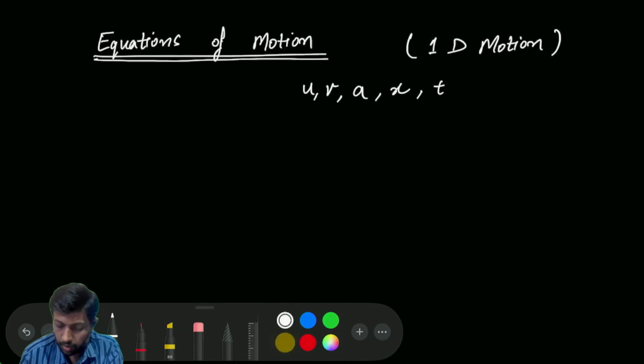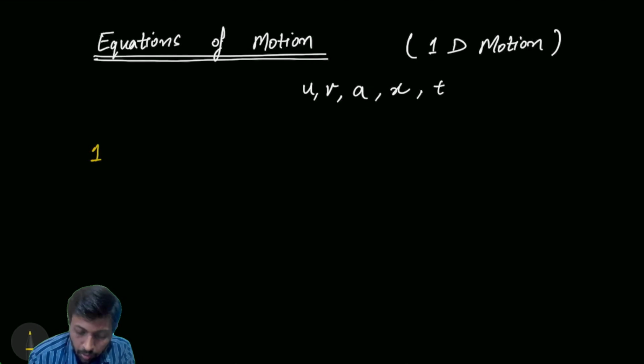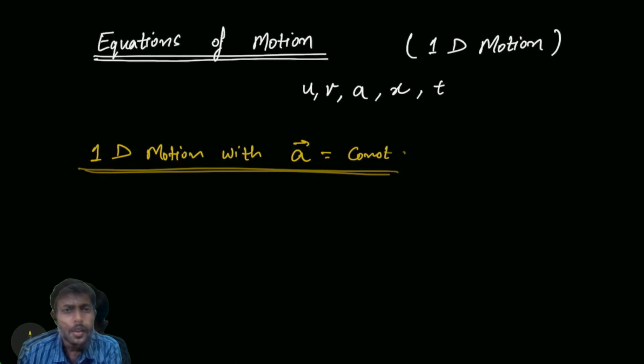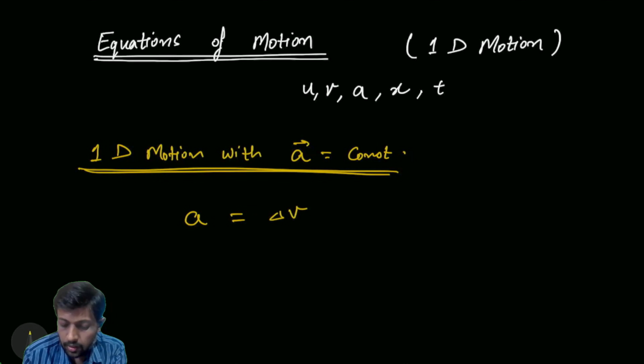So the first part that we are going to do is one-dimensional motion with a constant acceleration. And the first equation of motion comes from the very definition of acceleration, which goes like: acceleration is defined as the rate of change of velocity.